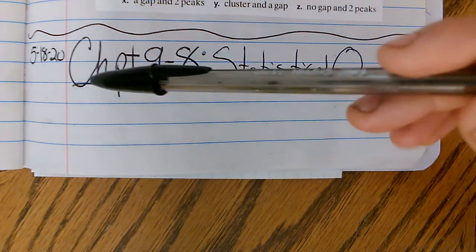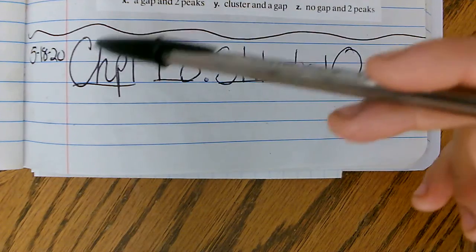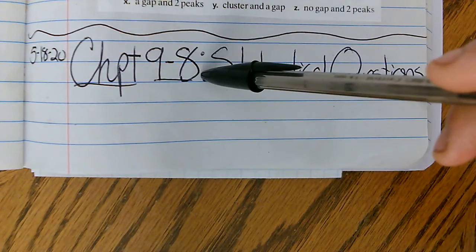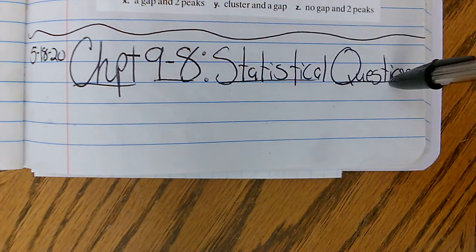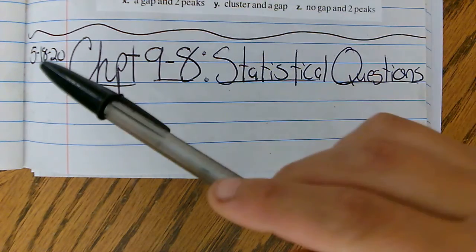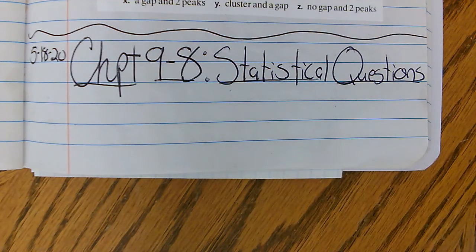I had enough room at the bottom to put my heading, so we're on chapter 9, section 8. This is all about statistical questions, and I've also put today's date off in the margin. Today's lesson doesn't have really any mathematical calculations involved. It's more about wording, looking at questions, how they're worded, and whether they are statistical questions.